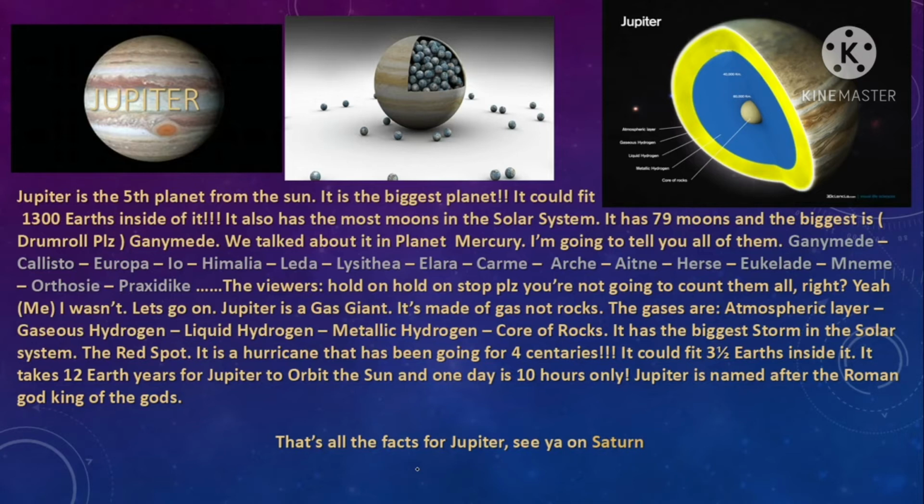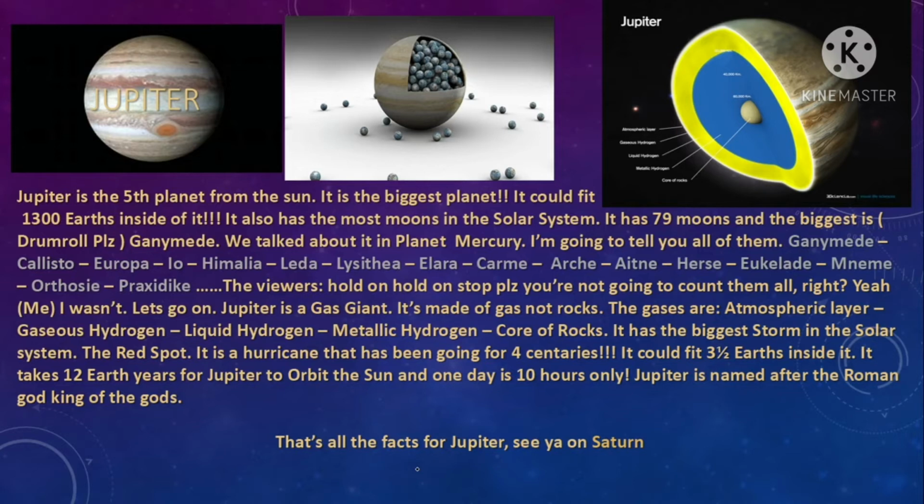Ganymede, Callisto, Europa, Io, Amalthea, Leda, Himalia, Carme, Aitne, Euporie, Orthosie, Praxidike. Okay guys, sorry if I pronounce it wrong. Okay, and let's go on. Viewers, hold on. Stop please. You're not going to count them all, right? Yeah, me neither. Let's go on.